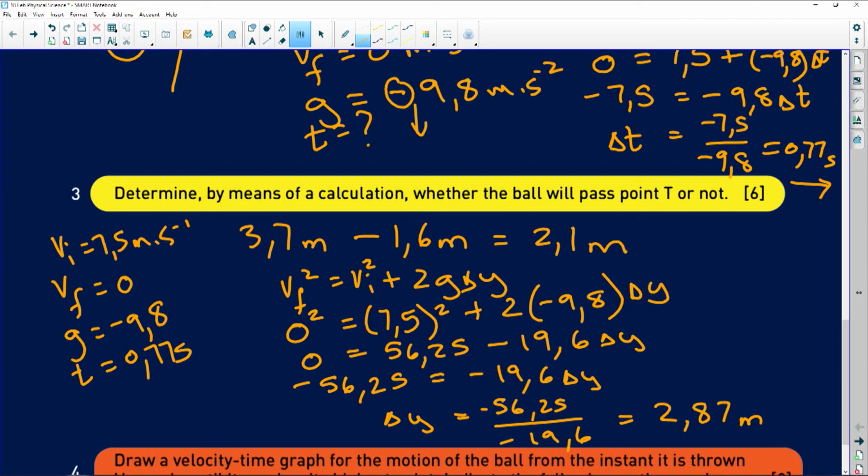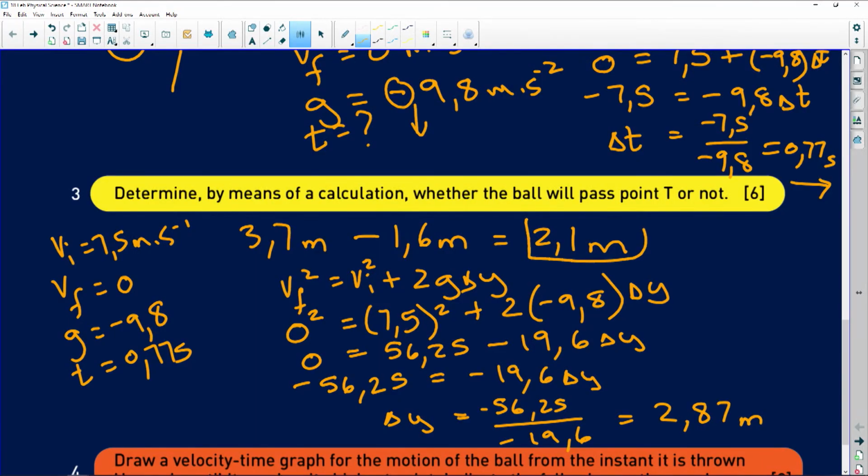How far did it have to go? Well, the ball had to go 2,1 meters. So we worked out it had to go 2,1 meters. And how far did the ball actually go? It went 2,87 meters. Therefore, what can we see? That the ball will reach point T. So the question was whether it will pass point T or not. And yes, the ball will pass point T. All right, so nice and easy.